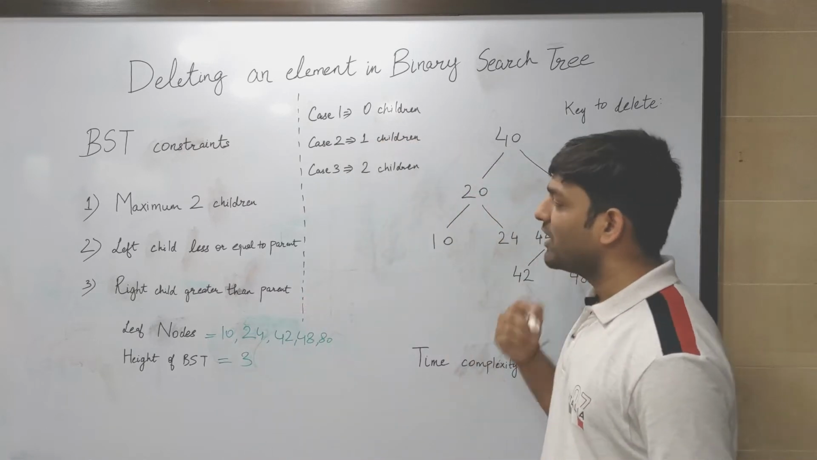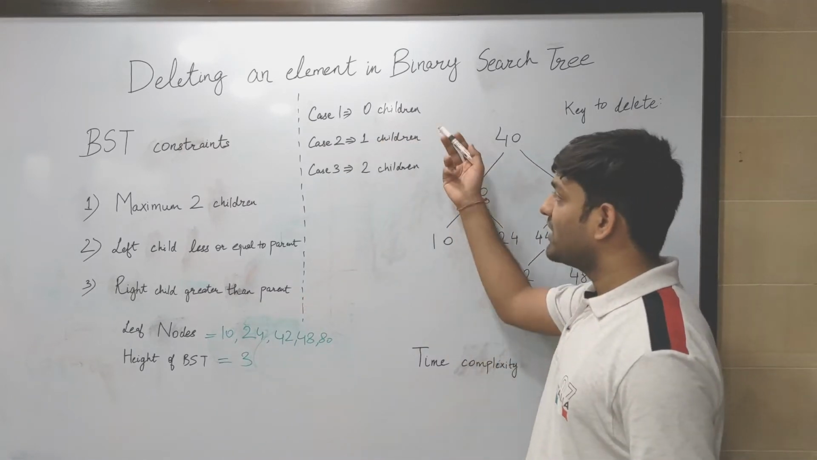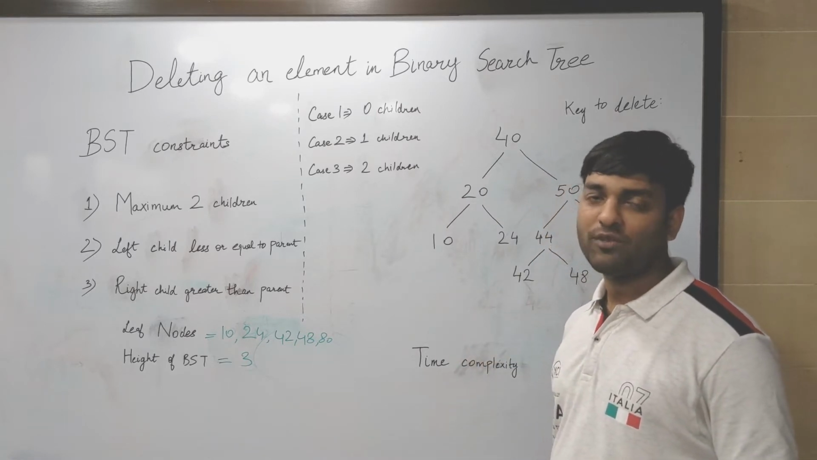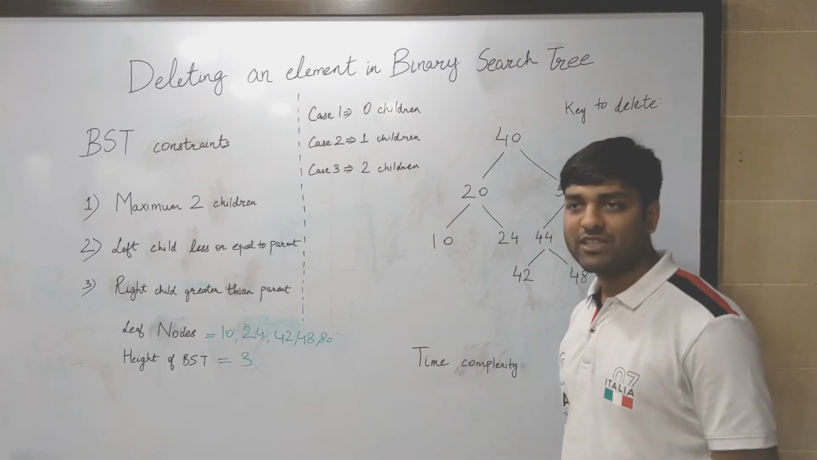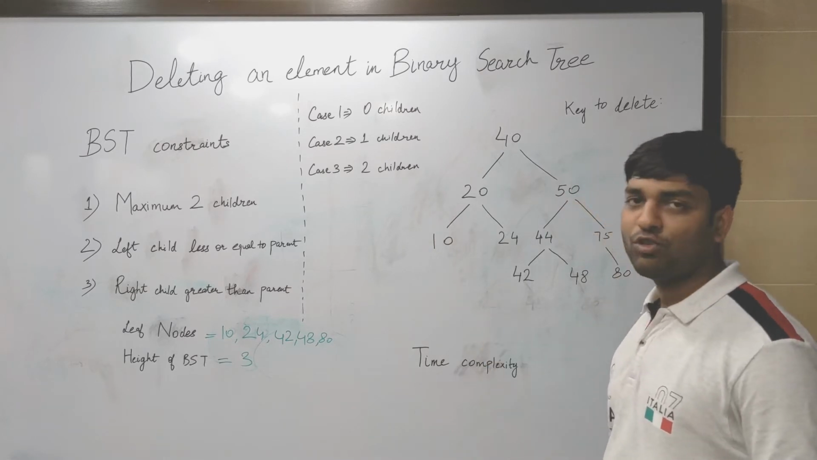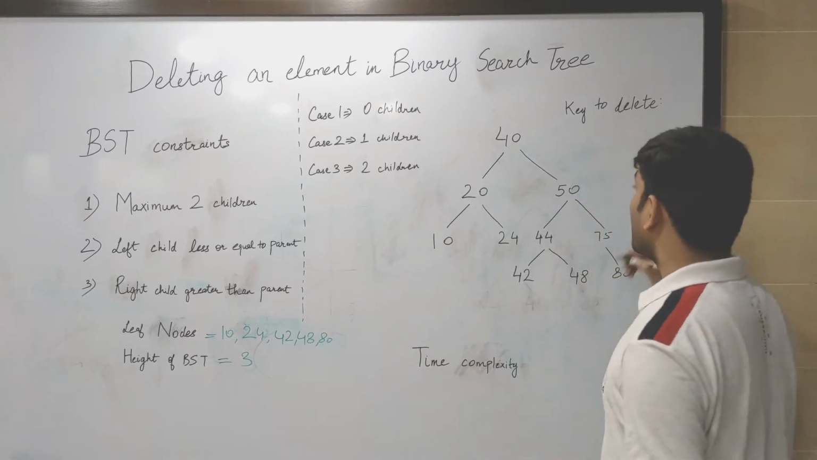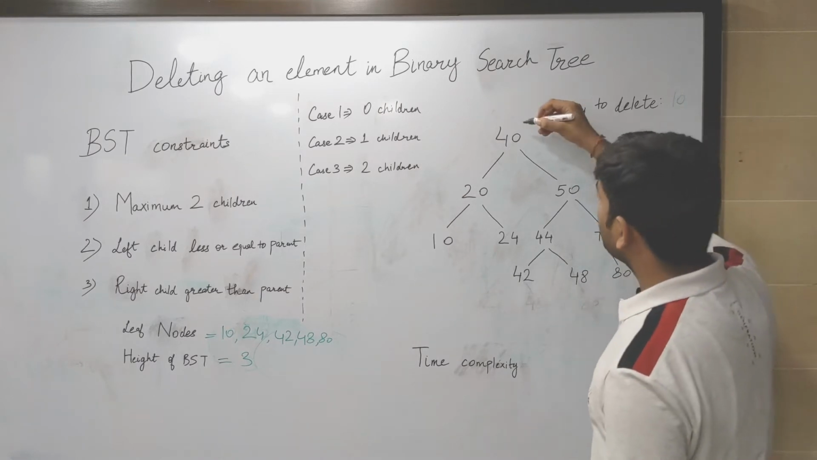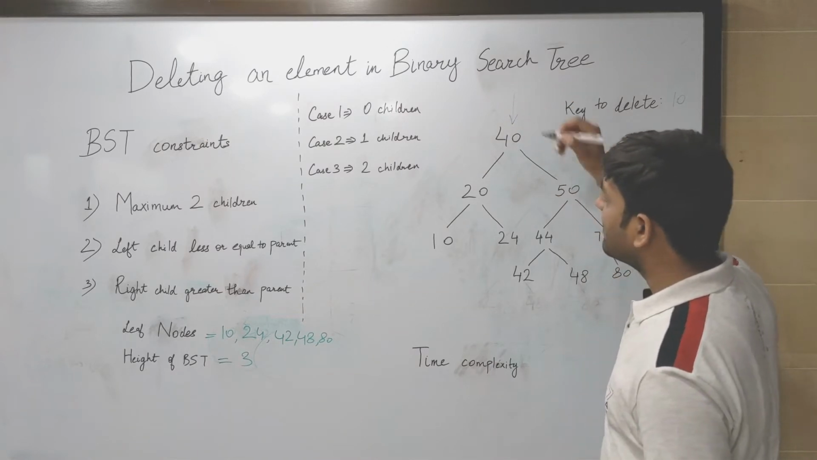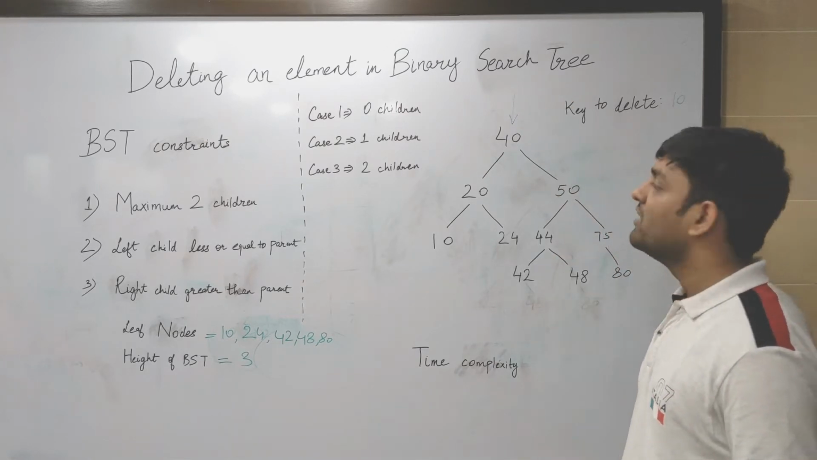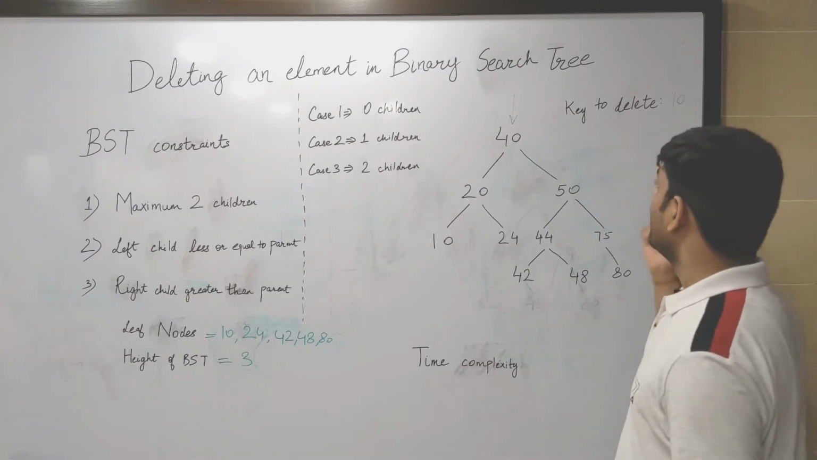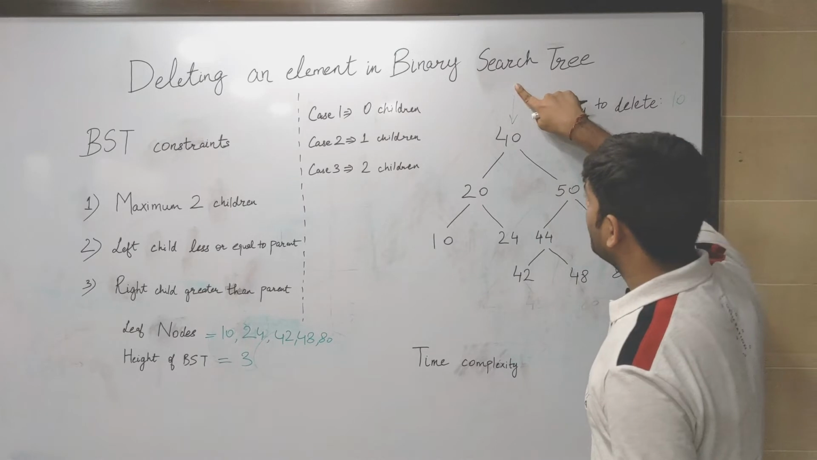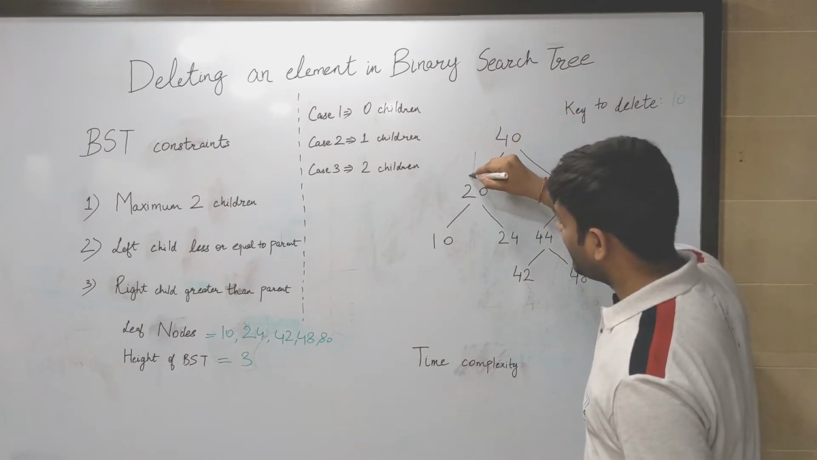In order to delete an element in a binary search tree, there are 3 specific cases, depending upon the number of children of the node that we want to delete. Let's look at the first case where we have to delete a leaf node. Let's take an example of deleting a leaf node, that is 10 in our case. Currently our current node points to 40 and we want to delete 10. Since 10 is smaller than 40, we go towards the left subtree. So our current node now points to 20.